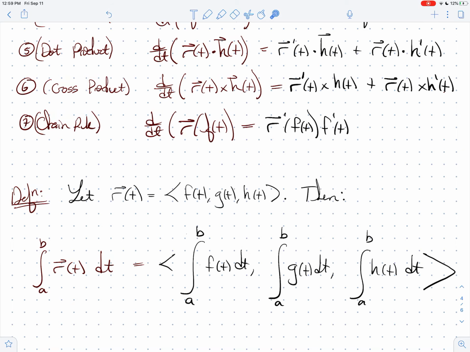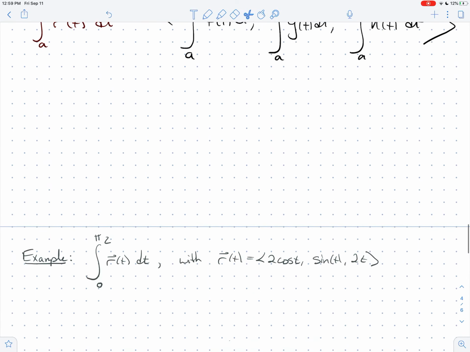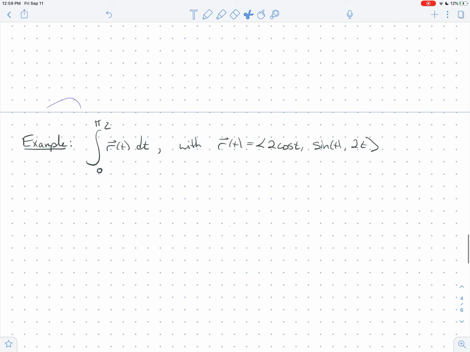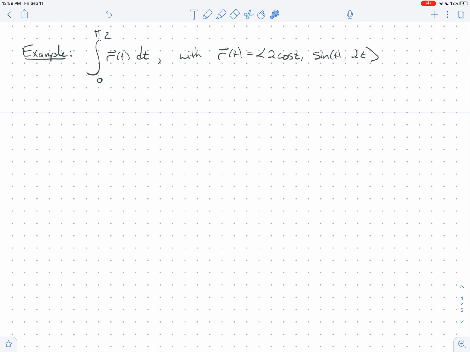So I thought we'd do a quick example, just to do some example. Otherwise, this video is going to be no examples. So we're asked to work out this integral, from 0 to pi halves, where r is given. And so we can just write it down. So this thing, here's how I would write it.